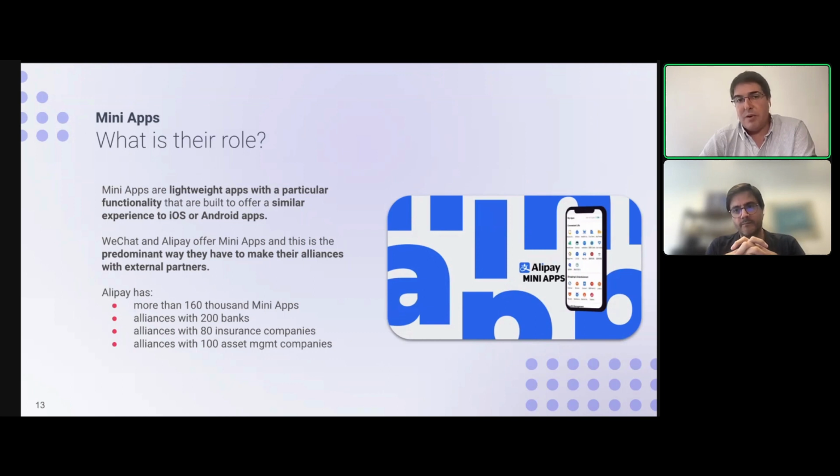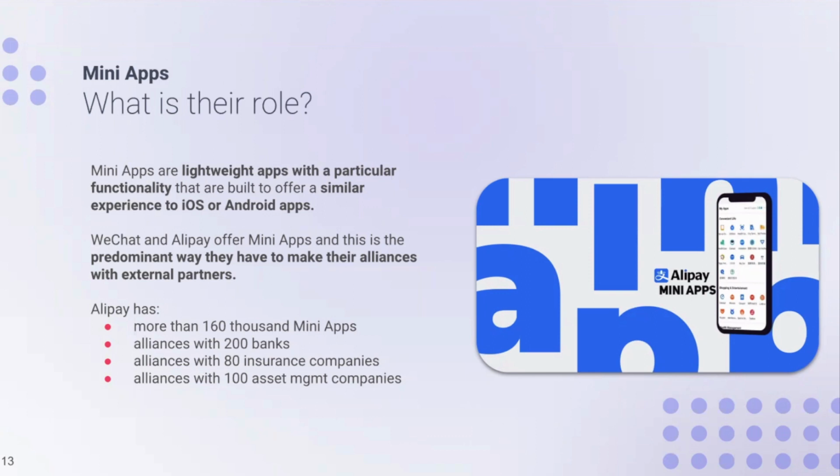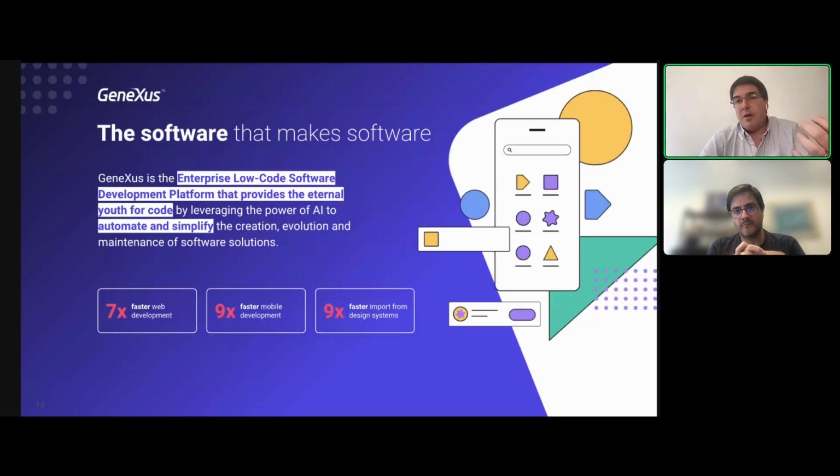As you can see here, they're lightweight apps with a particular functionality, which is that they're built to offer a similar experience to the one that you could get with iOS or Android. As a matter of fact, they are native applications. And this is how applications like WeChat and Alipay have grown within their ecosystem. They build alliances with third parties, with external partners, and they integrate that many applications to the digital ecosystem. So this is the introduction of what we mean with mini apps and super apps.